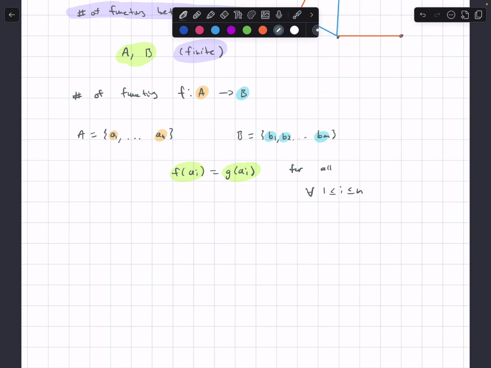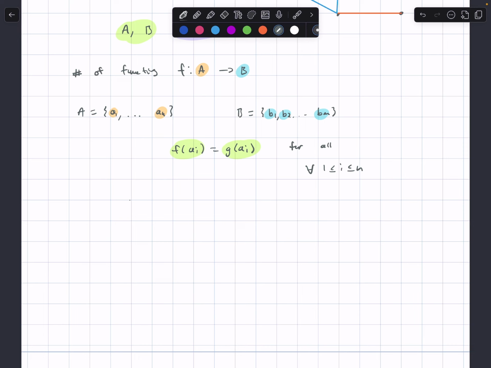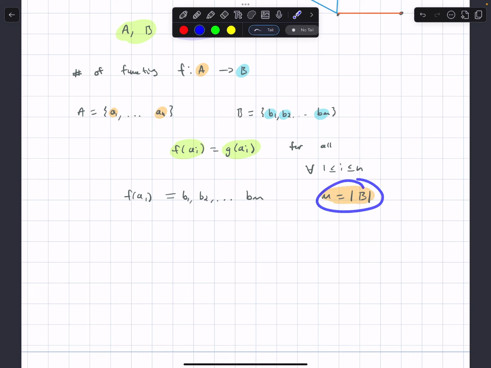So when we're trying to figure out how many functions there are, we start by saying, okay, how many choices are there for f of a1? How many elements of b could it send it to? Well, it could be b1, it could be b2, it could be b sub m. There are m, which is the size of b, and we're going to go with cardinality of b here. There are cardinality of b choices for what we could map a1 to.